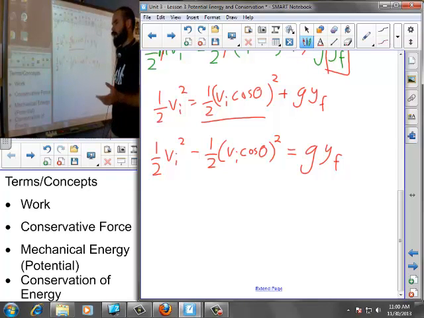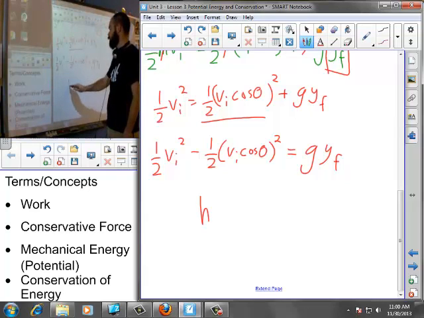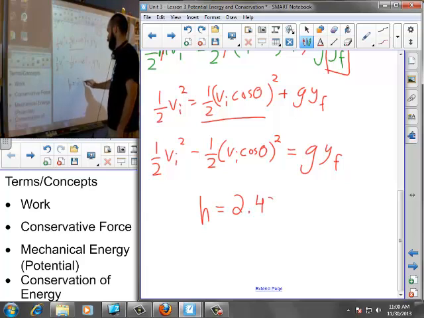But seeing as we have all the values now, it might be good just to plug into your calculator and find that your answer indeed becomes h of 2.42 meters.